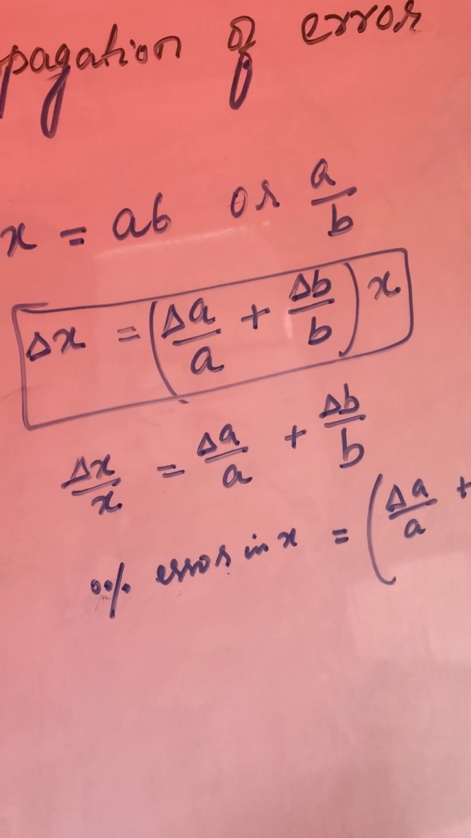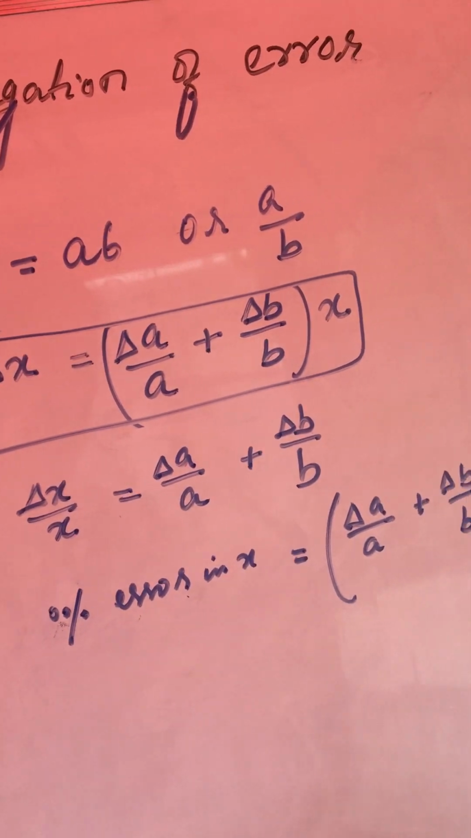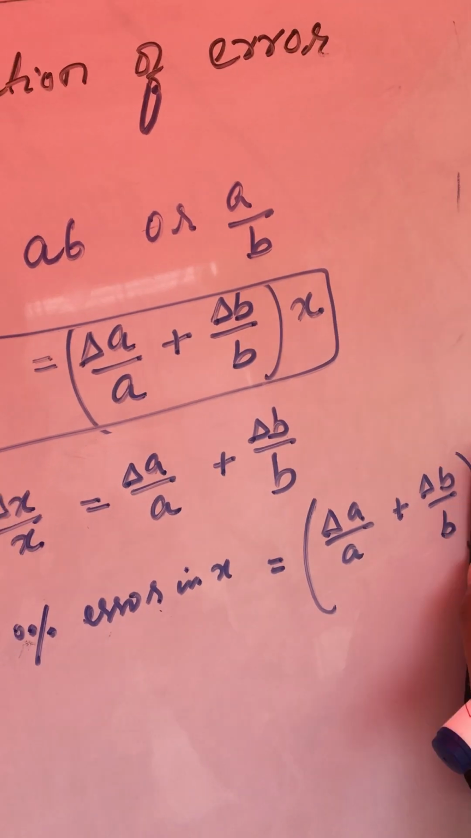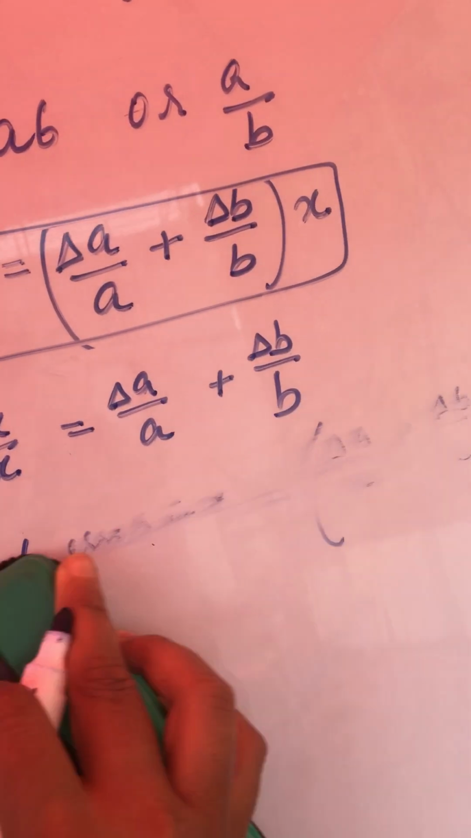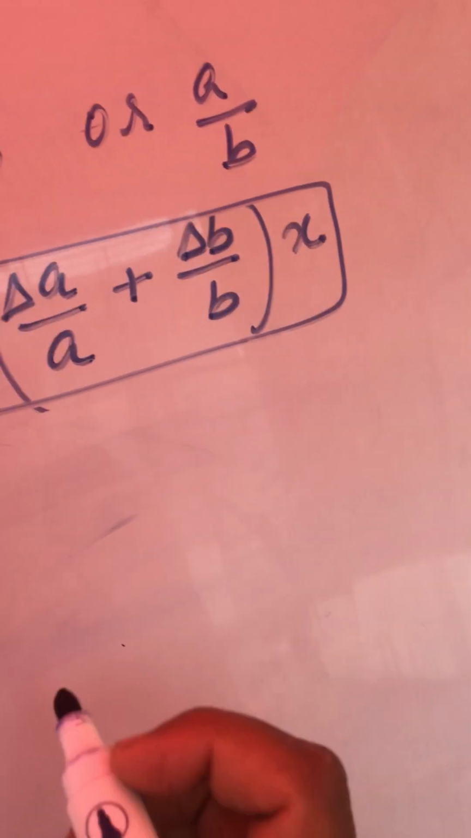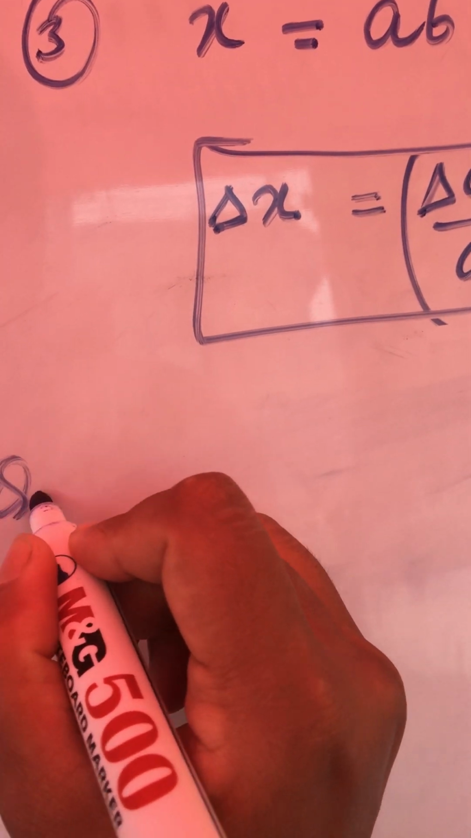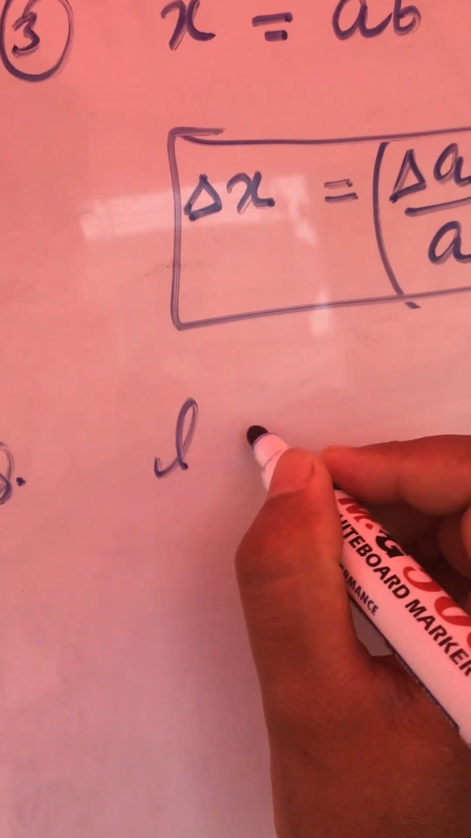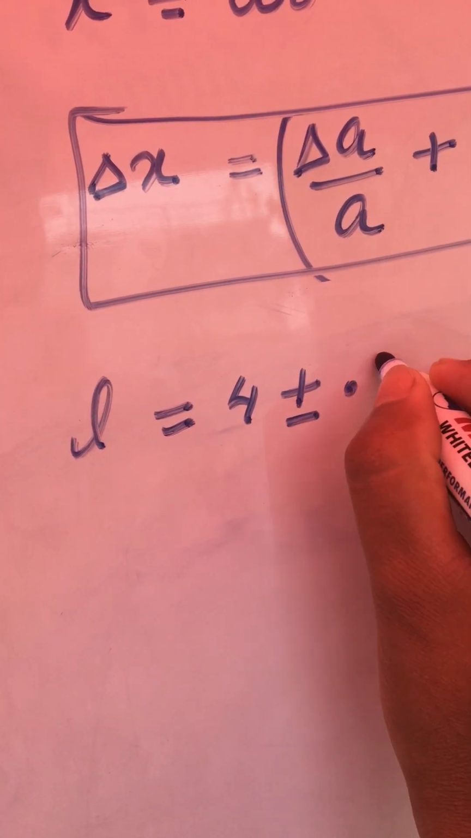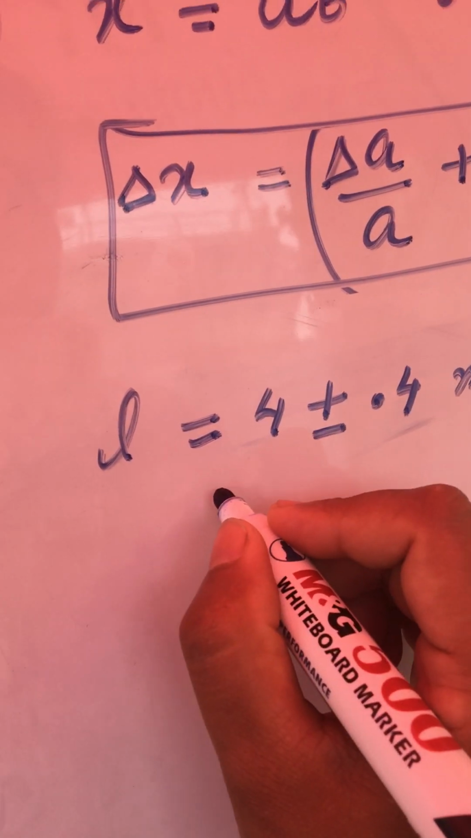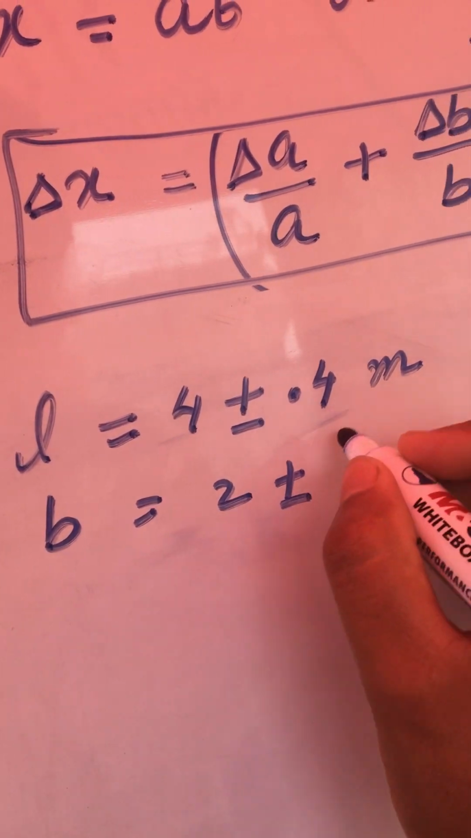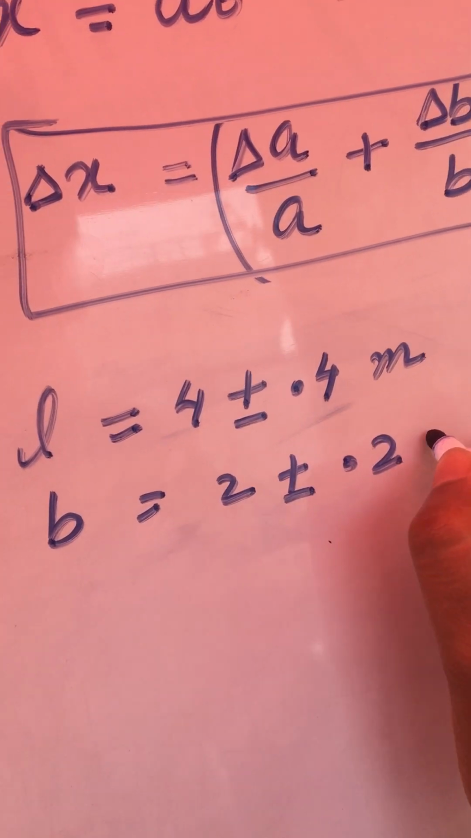Then I will do the class question which is there in your note. All right. Let us do that question, the same question. This is the one. Now in that question, the notebook question I mean, A is equal to 4 plus minus 0.4 meter and B is equal to 2 plus minus 0.2 meter.